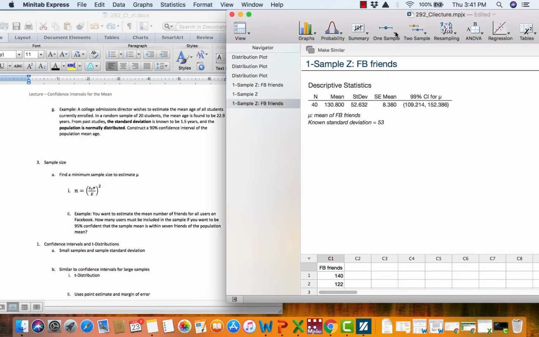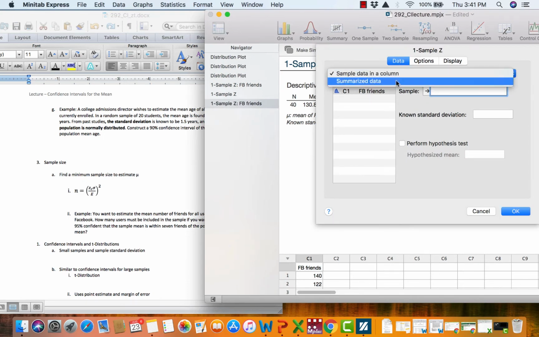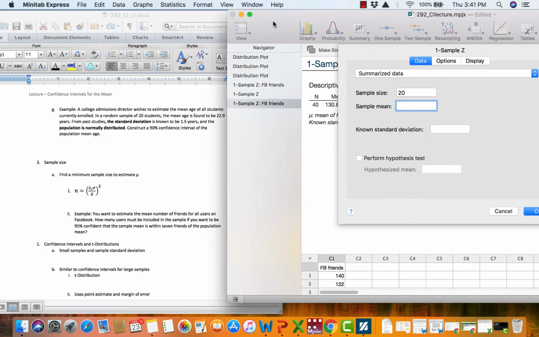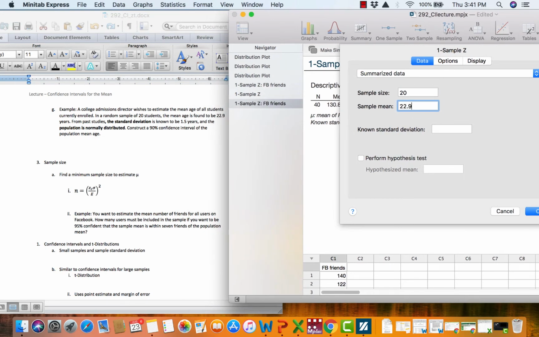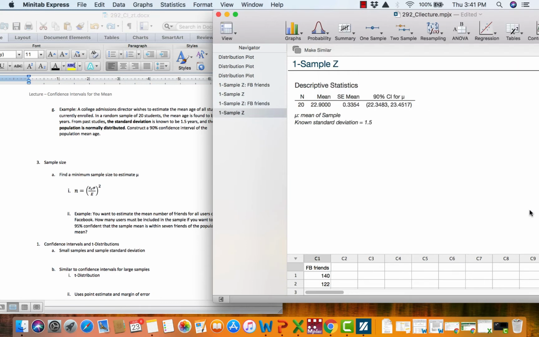All right, so we're going to go into one sample Z. Here we have summarized data. Our sample size is 20 students. The sample mean age is 22.9 years. The known standard deviation is 1.5. And under options, we're going to specify 90% confidence. That's all there is to it in getting the interval.